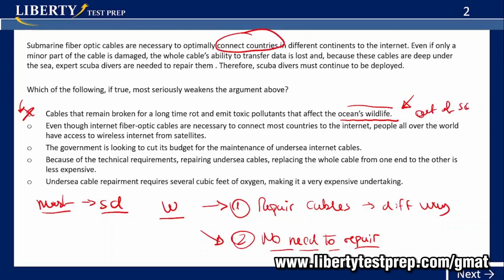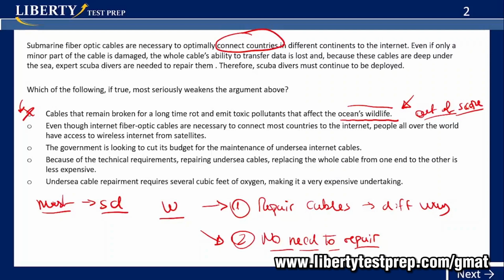That's not part of the argument. The argument is not focused on the environmental drawbacks or the environmental effects, collateral damage you might create from this. Letter B. Even though internet fiber optic cables are necessary to connect most countries, people all over the world have access to wireless internet from satellites.